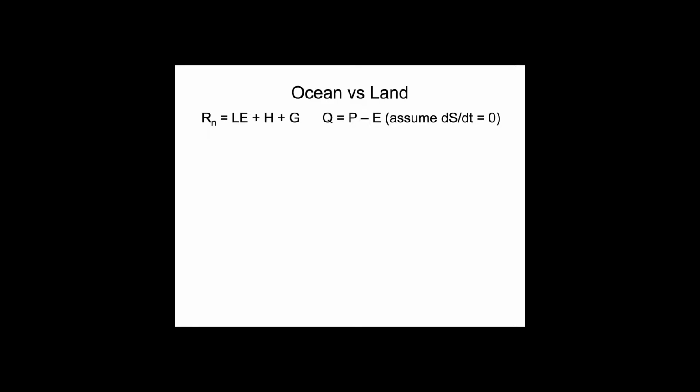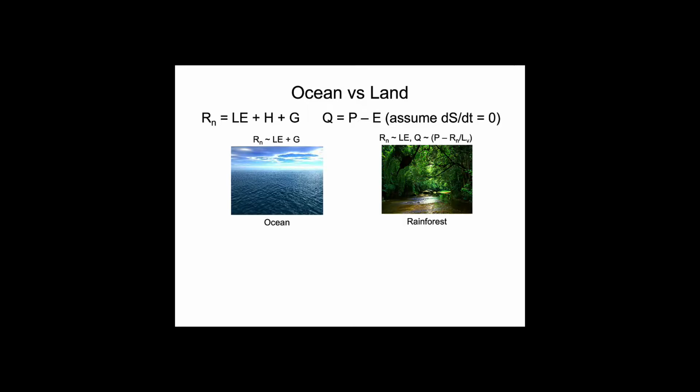We can make the assumption that over long time scales we have a steady state and can therefore assume that there are no changes in the storage term for the water balance. Over oceans, the net radiation is predominantly balanced by latent heating LE and the surface heat flux G. If we go to a rainforest, the net radiation is approximately balanced by latent heating, and we can use this to estimate the evaporation rate as Rn over LV, the latent heat of vaporization. So the runoff is approximately equal to precipitation minus evaporation as determined by the net radiation Rn.